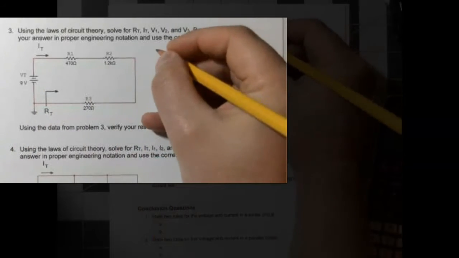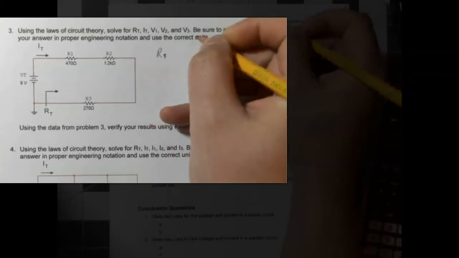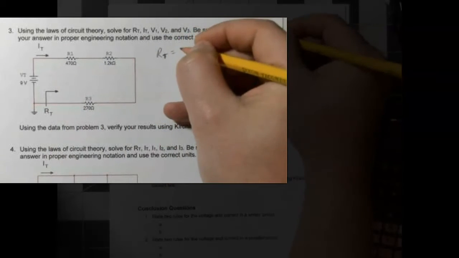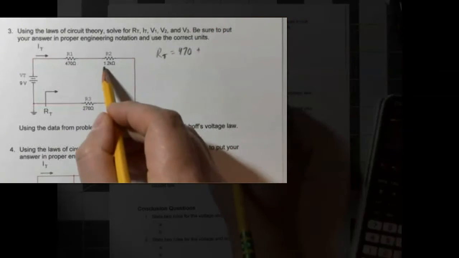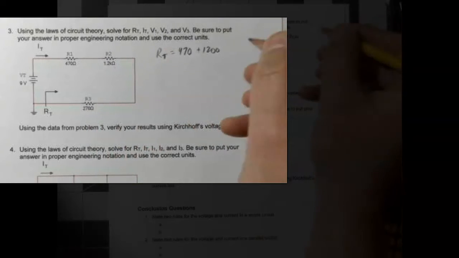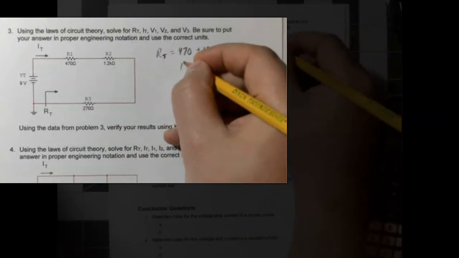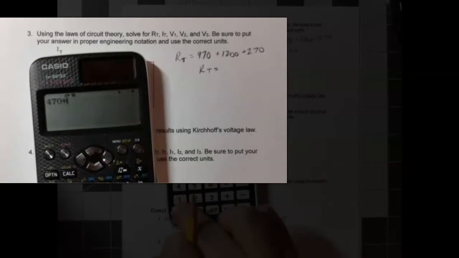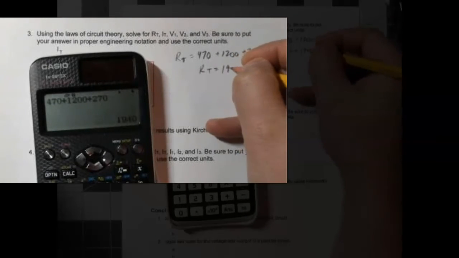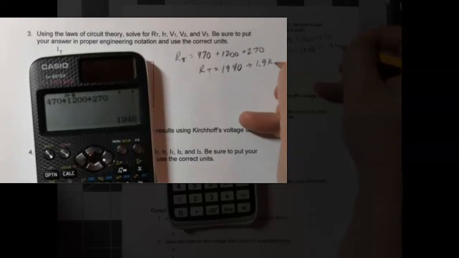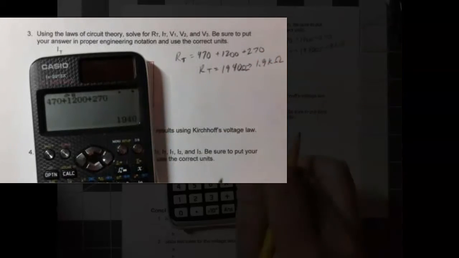This is a series circuit, so for a series circuit, when you're calculating resistance, you're literally going to add them all up together. So RT is equal to 470 plus, we have a 1.2 here, so that's going to be 1200 ohms. We're taking the kilo ohms and turning it into ohms, plus 270. So our resistance total is 470 plus 1200 plus 270, which is equal to 1940, or 1.9 kilo ohms.